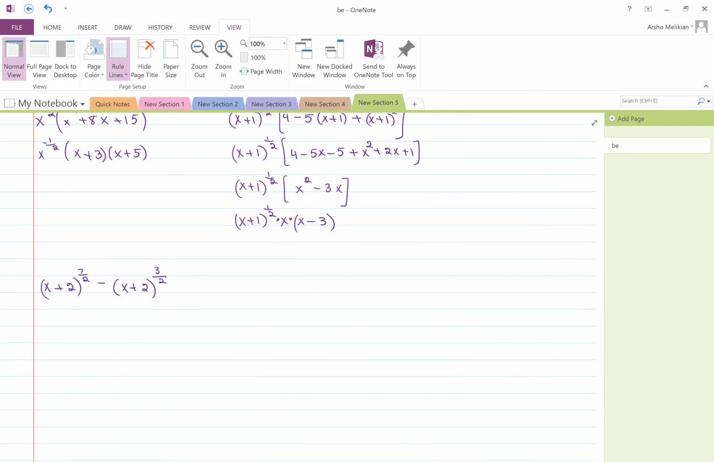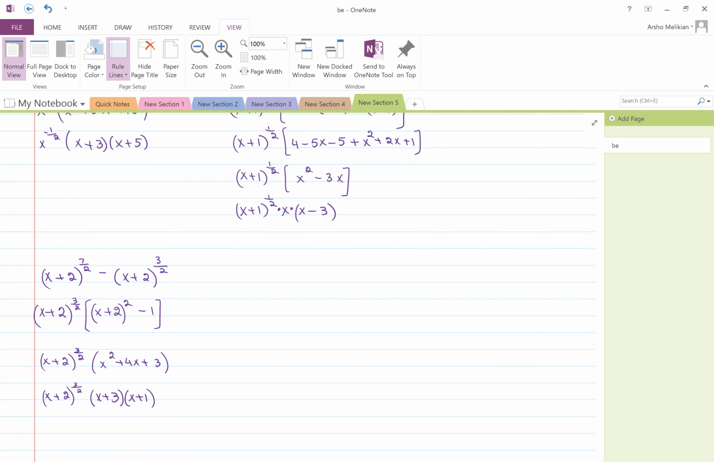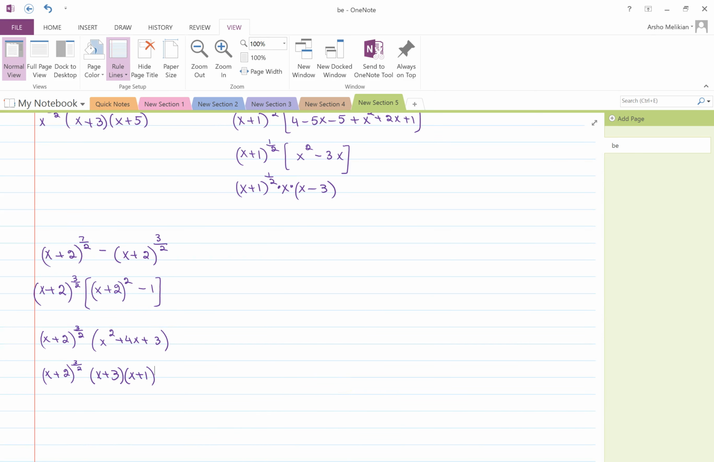So here's the next one. Go ahead and do this one. We're going to factor out, I guess. So the answer is right here, right? So x plus 2 to the 3/2, x plus 3, x plus 1. Okay?